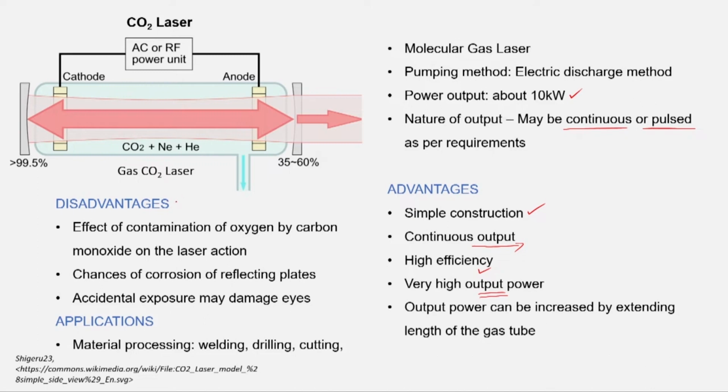However, there are certain disadvantages. There may be contamination of oxygen by the carbon monoxide during the laser action. This is one limitation of the CO2 laser. There are chances of corrosion in the reflective plates as well. Since the power generated by the CO2 laser is quite high, they are dangerous and may damage your eyes in accidental exposure. Basically, if the laser falls on human beings, in the eyes or other body parts, it may cause damage.